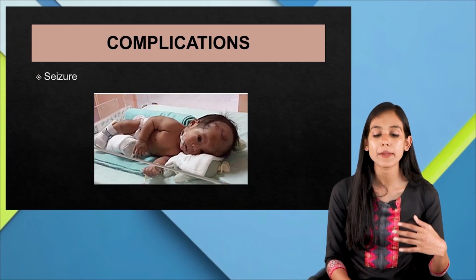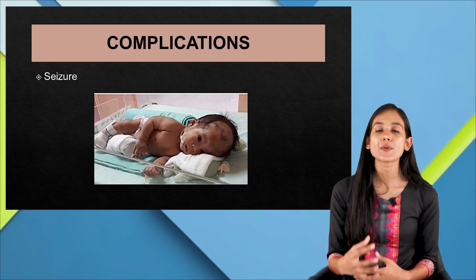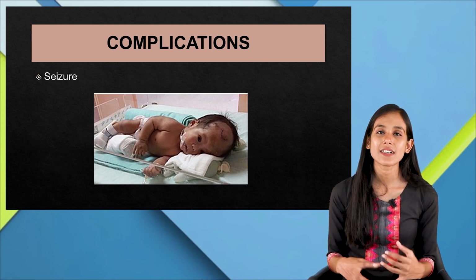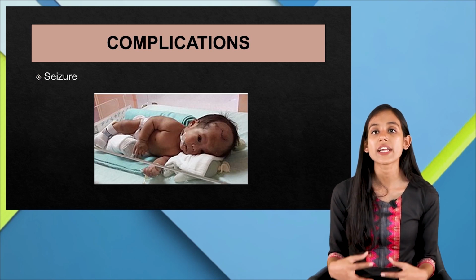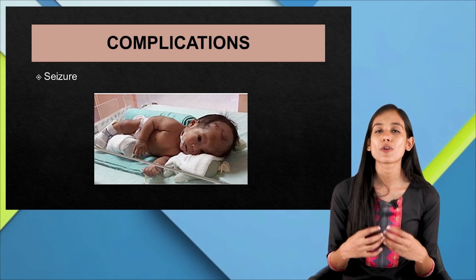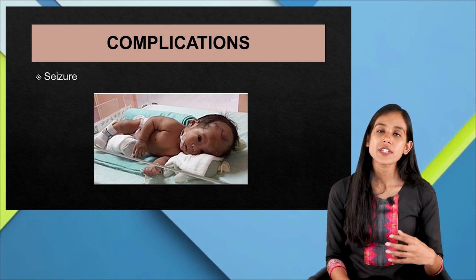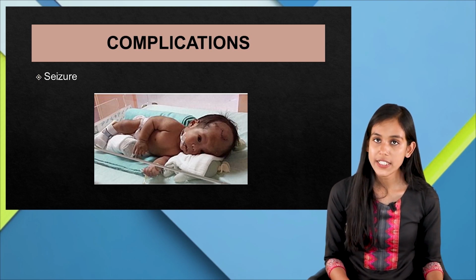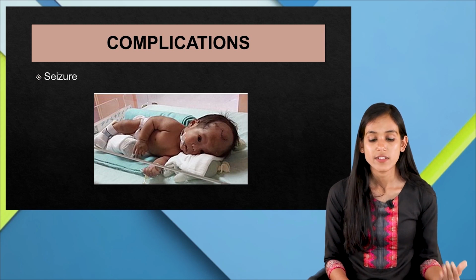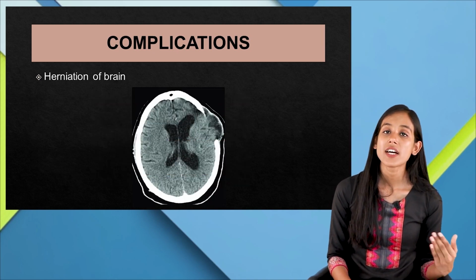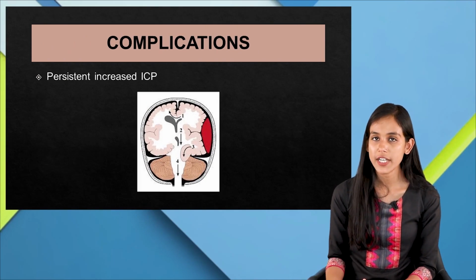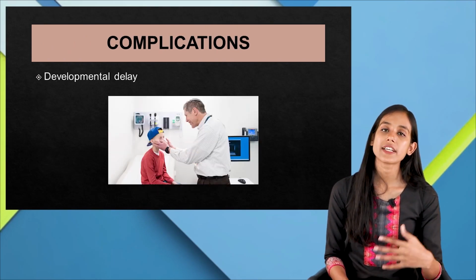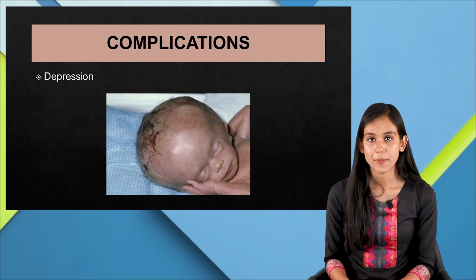Now moving on to the complications. In complications, there can be seizure. As we know, there is increased intracranial pressure, and the brain structures would also get compressed and damaged, right? Because of that, there might be abnormal electrical discharge. So that would result in seizure. Again, there can be herniation of the brain. And then there might be persistent increased intracranial pressure, and also there might be developmental delay and depression.